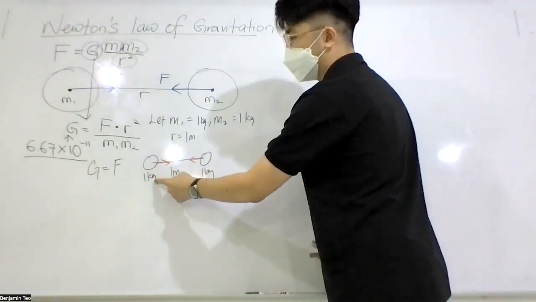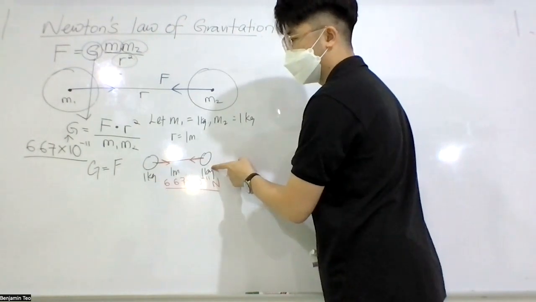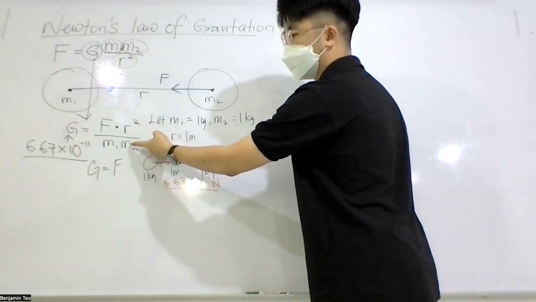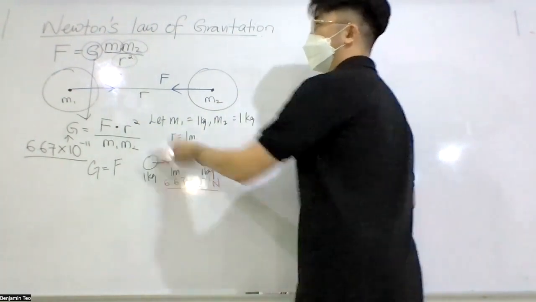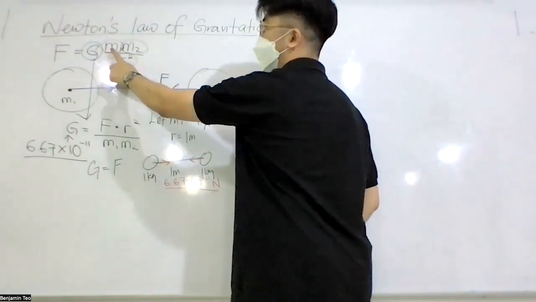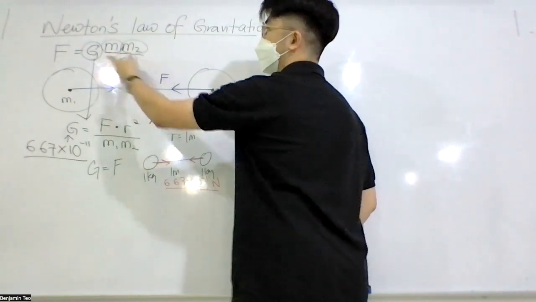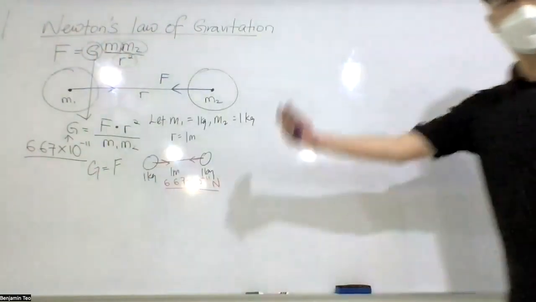Now, if I have 5 kg, then you will put it in the equation here. If the distance is 5 meters, you will put it in the equation here. That's why we get this one. Based on how much the two masses are and the distance, we get the total force pulling them.